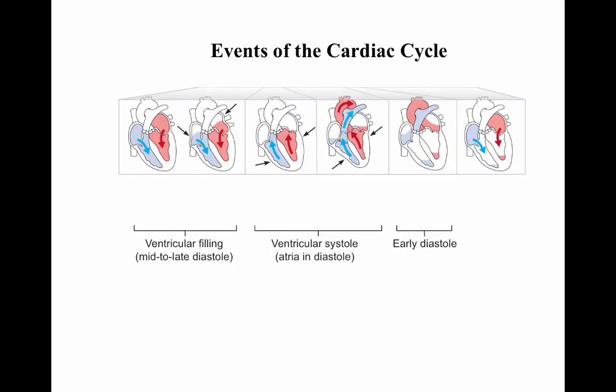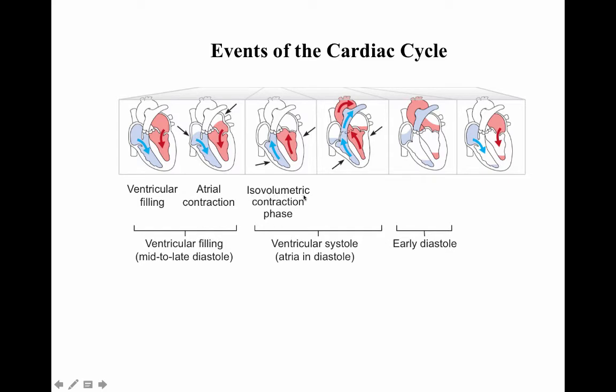So let's take a look at some of the events of the cardiac cycle in a little more detail, slowed down a bit from the previous video. Here in ventricular filling in mid to late diastole, the ventricles are filling. Pressure is increasing in the ventricles, but they are relaxed. And then we have atrial contraction, which is pushing the balance of the atrial blood into the ventricles. So the diastole we're talking about here is in the ventricles, because at this point in time, the atria would be in systole. Then in ventricular systole, we see isovolumetric contraction.